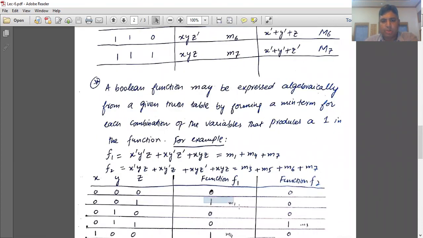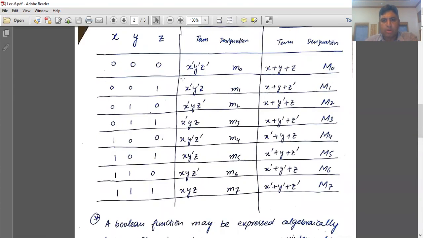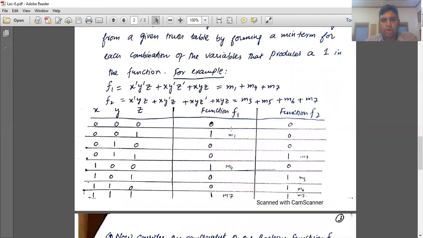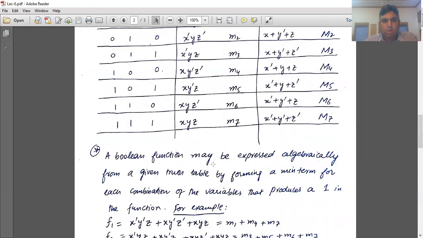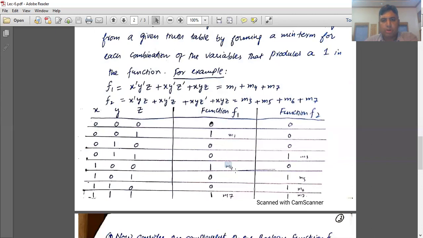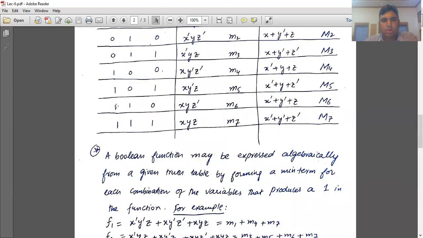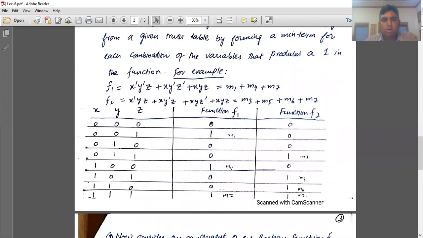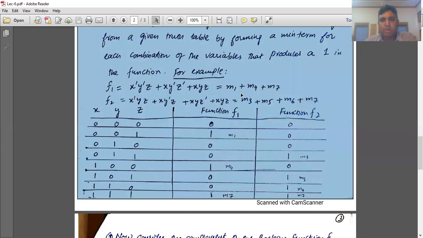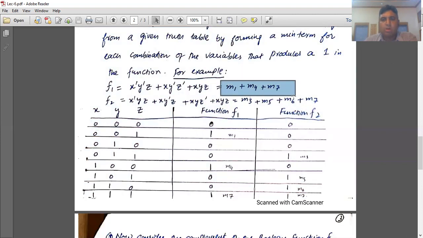From this table, this minterm is called m1, so you can write m1 here. And then this minterm 100 is m4, so you can write m4 here. And the third minterm, you can see in this table, is m7, so you can write m7 here. So the given function can be written as m1 plus m4 plus m7.